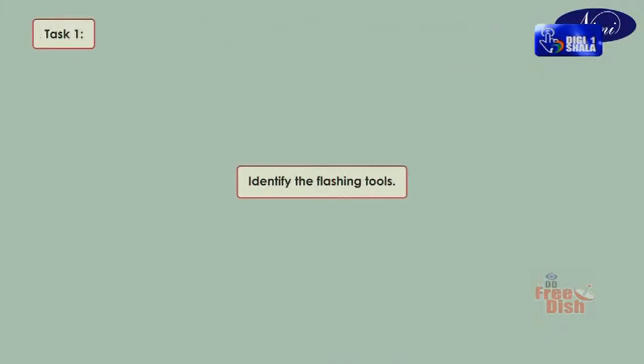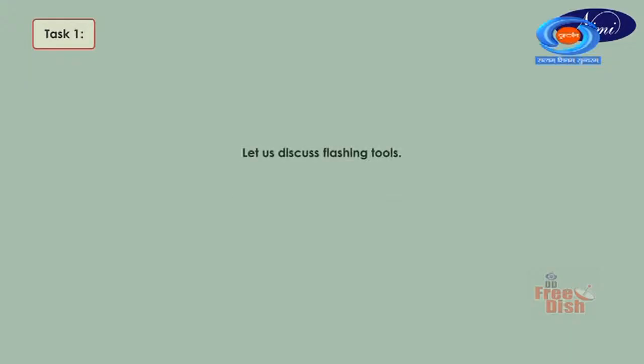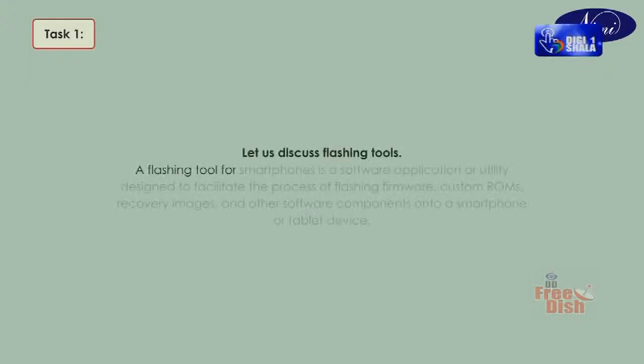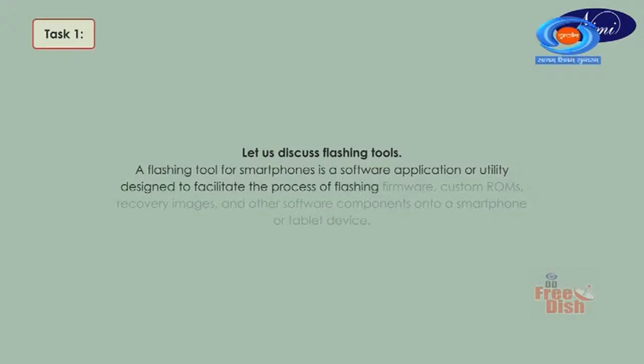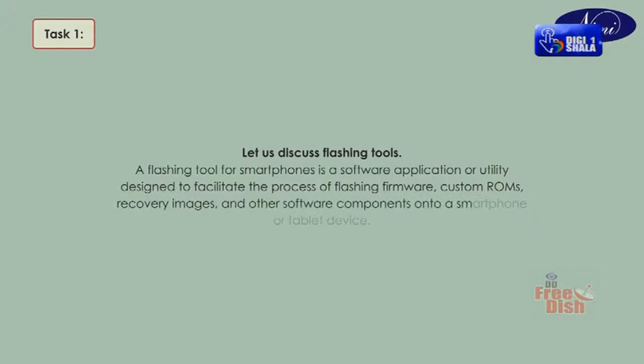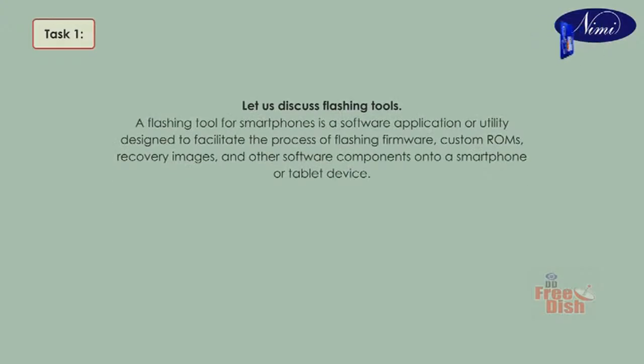Task 1. Identify the flashing tools. Let us discuss flashing tools. A flashing tool for smartphones is a software application or utility designed to facilitate the process of flashing firmware, custom ROMs, recovery images, and other software components onto a smartphone or tablet device.